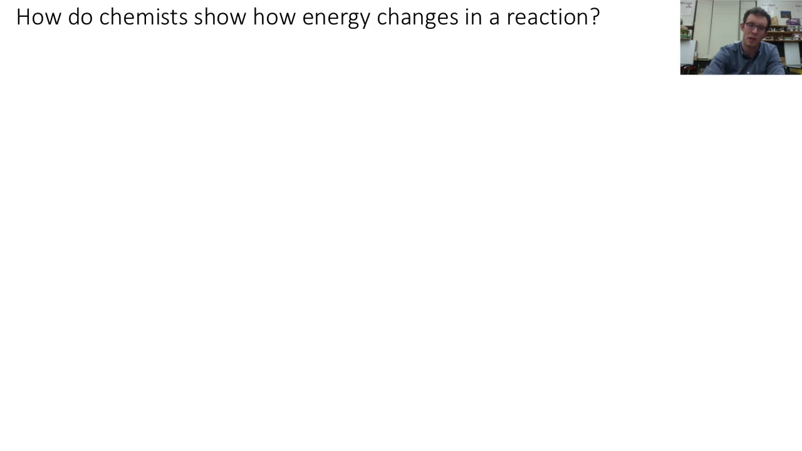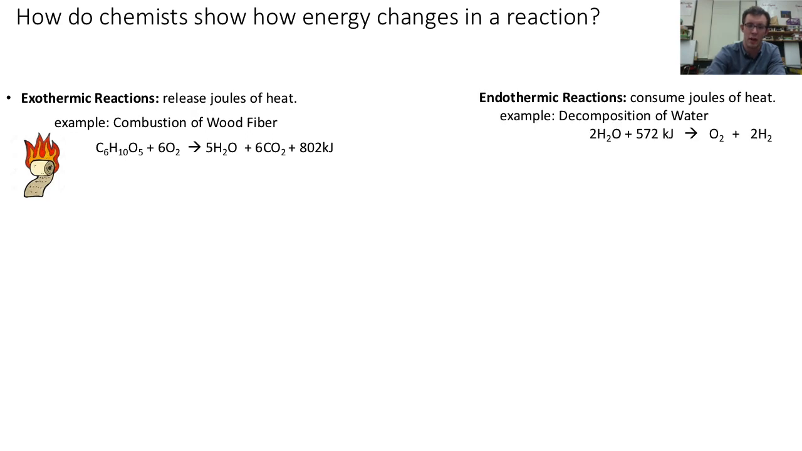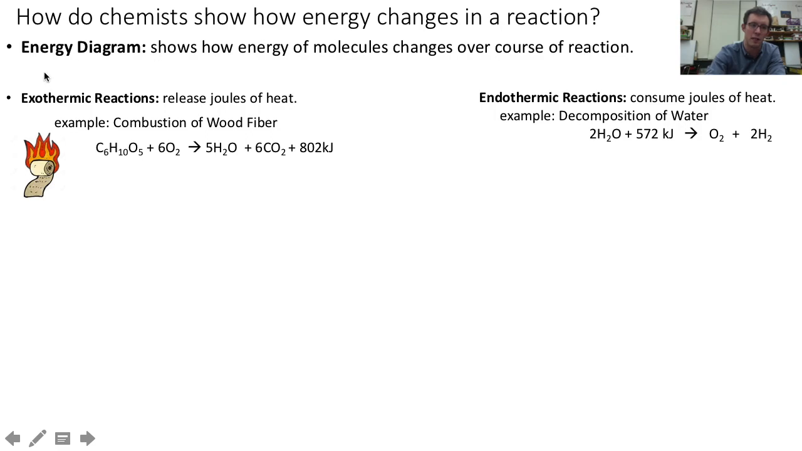Hi, Chem Team. So we've learned that there's two types of heat transfer that can occur in chemical reactions. There are exothermic reactions, which release joules of heat, and there are endothermic reactions, which consume joules of heat. So if chemists want to show how energy changes during a reaction, they will create something called an energy diagram.